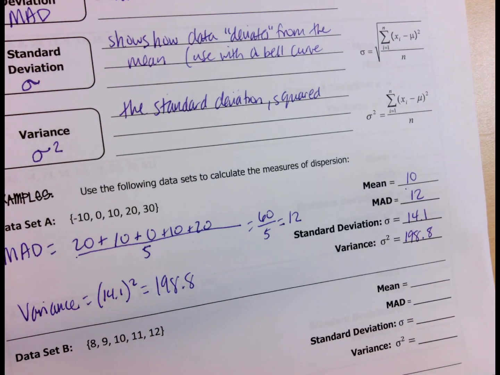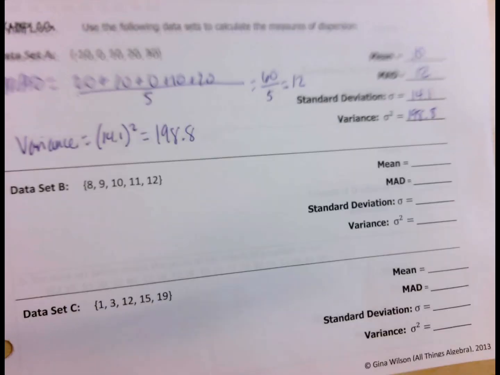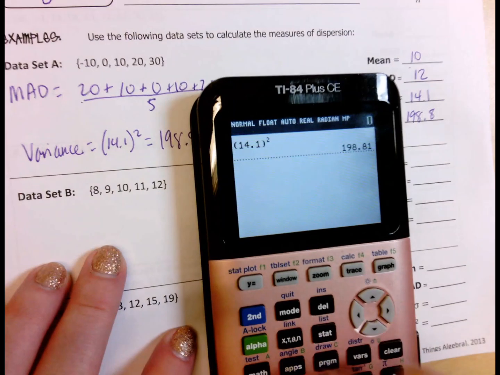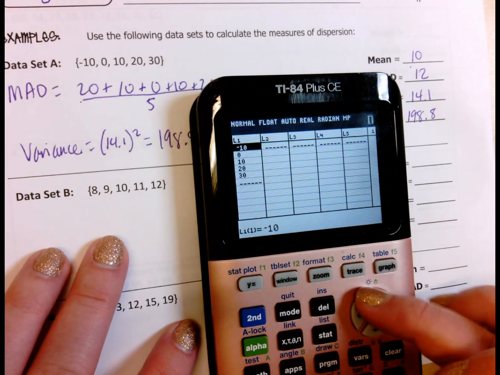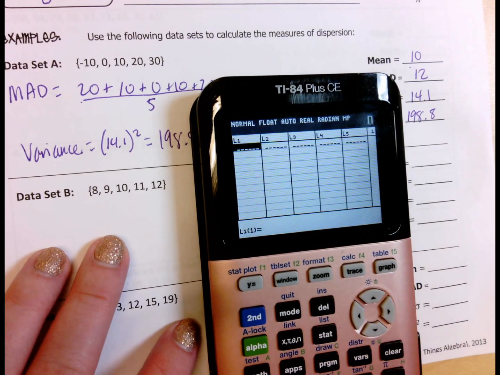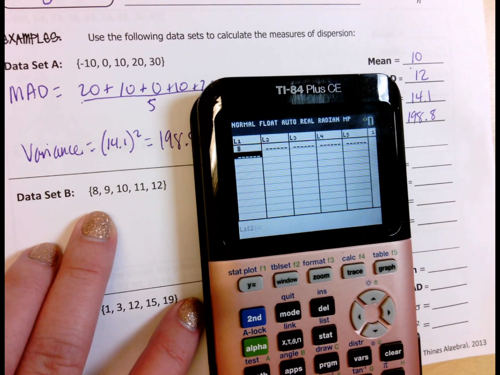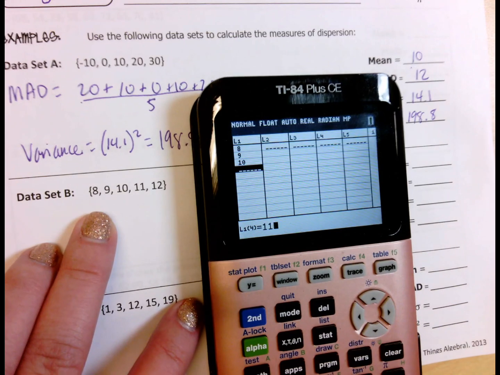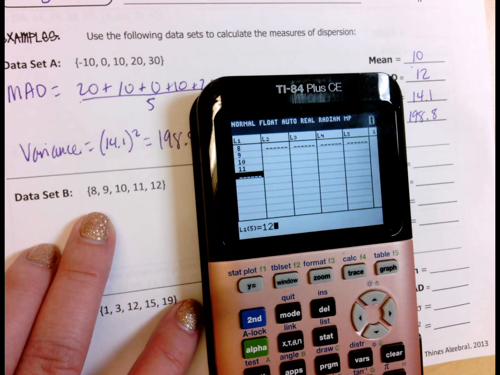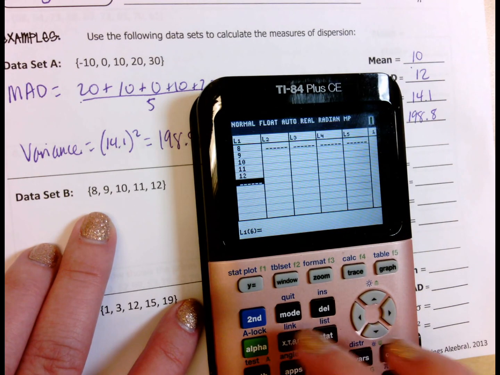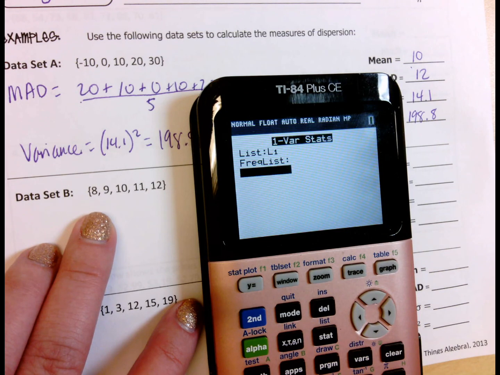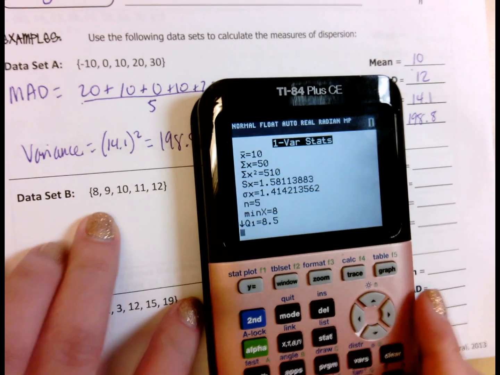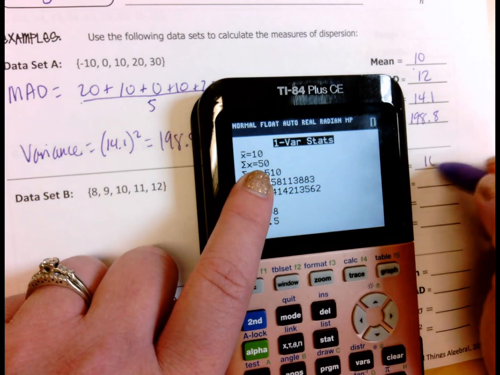All right, so let's look through example B here, data set B. Same thing here. I'm going to go to Stat, Edit, go up and clear, enter all that out, and I'm going to put in 8, 9, 10, 11, and 12. I'm going to go to Stat again, go to Calculate, do my one variable stats, Calculate, and my average here is 10.